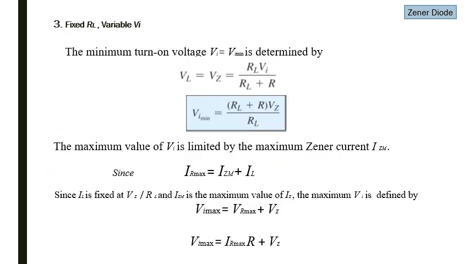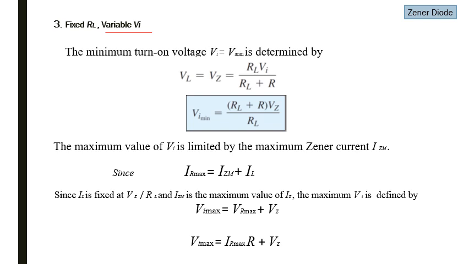Now the third condition is fixed RL and variable Vi. Here we have RL, which is the load resistor, that is fixed, and we have Vi variable. So now Vi is variable, we should find the range of Vi for which we turn on the Zener diode. So we should have a minimum Vi and a maximum Vi.